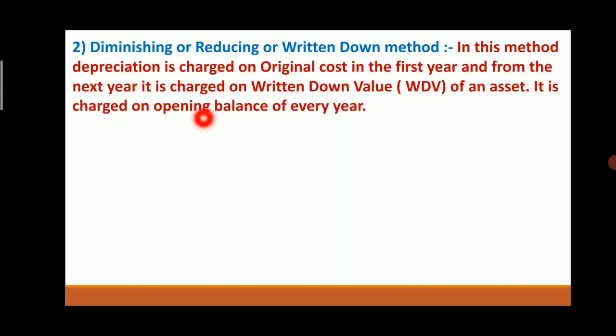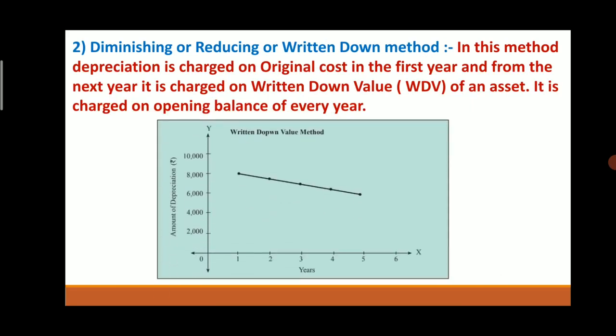Now let's see the second method, the diminishing or reducing or written down method. In this method, depreciation is charged on the original cost in the first year only, and from the next year it is charged on the written down value of the asset. It is charged on the opening balance of every year. So now let me explain what exactly it is.